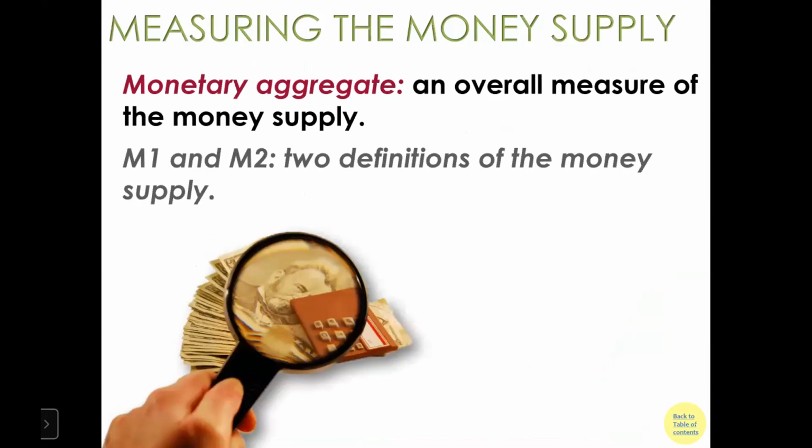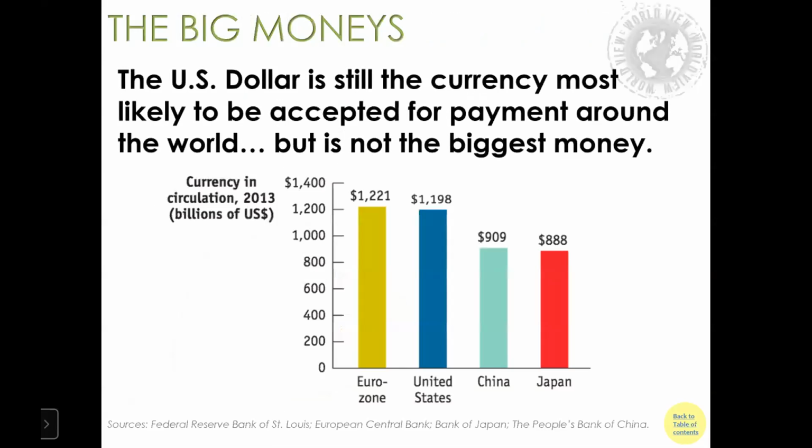Okay, and then we look at monetary aggregates. This is what we hear from the news, M1 or M2. This is usually what the central bank is going to control. M1 and M2 are two definitions of money supply. Those are the two most liquid forms. In reality, we have other forms of money supply too. Now let's look at what M1 and M2 are.